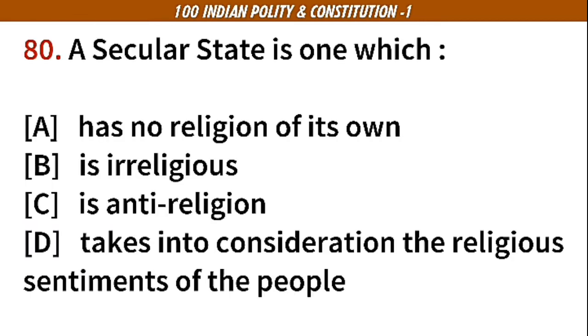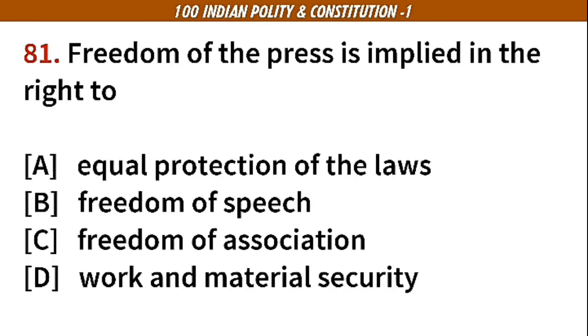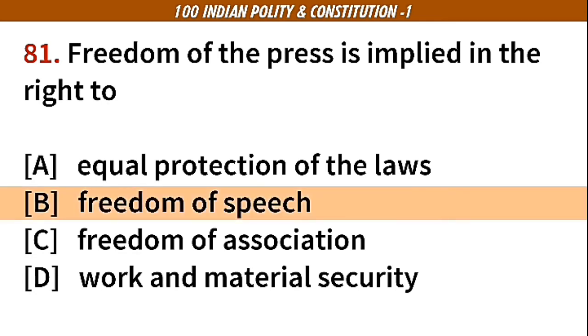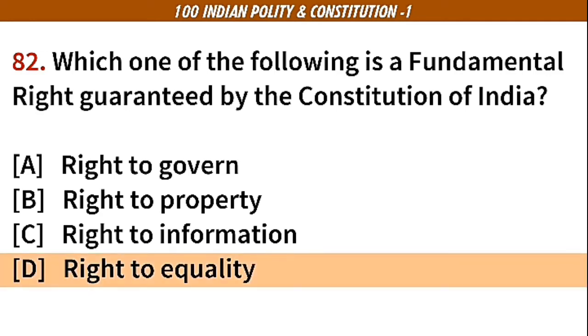A secular state is one which? Answer A. Has no religion of its own. Freedom of the press is implied in the right to? Answer B. Freedom of speech. Which one of the following is a fundamental right granted by the Constitution of India? Answer D. Right to equality.